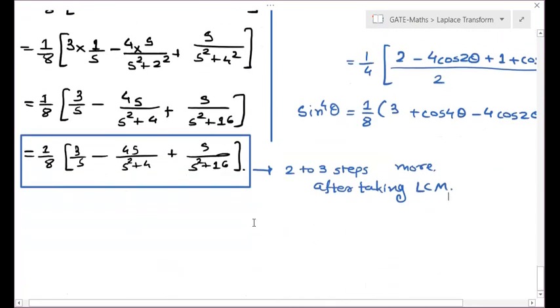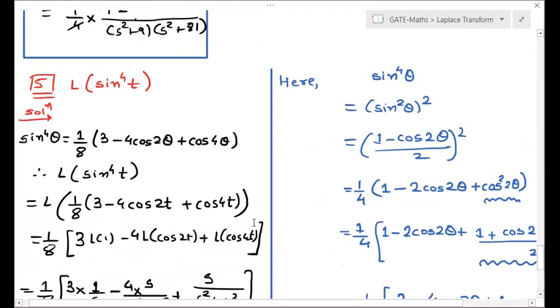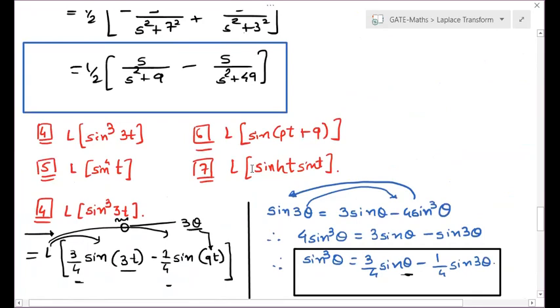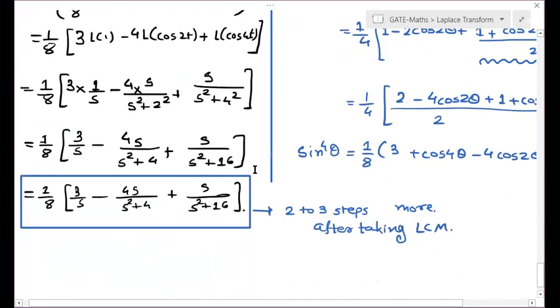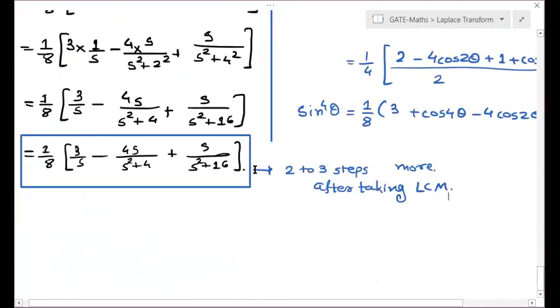Okay, so this is your question number 5. Now the rest 2 questions were question 6 and question 7. So have you tried this question number 6? Laplace of sin pt plus q. Anyone?